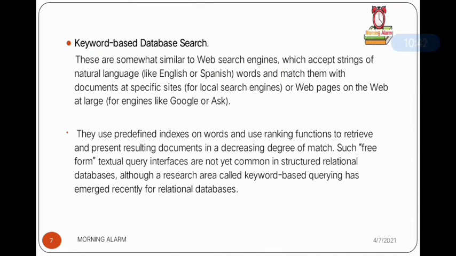In this type of interface, we accept strings of natural language like English or Spanish words and match them with the documents of specific sites or web pages on the web at large. In this type of interface, they use predefined indexes on words. Using the indexes, we can retrieve the data based on the words and use ranking functions to retrieve and present resulting documents in a decreasing degree of match.